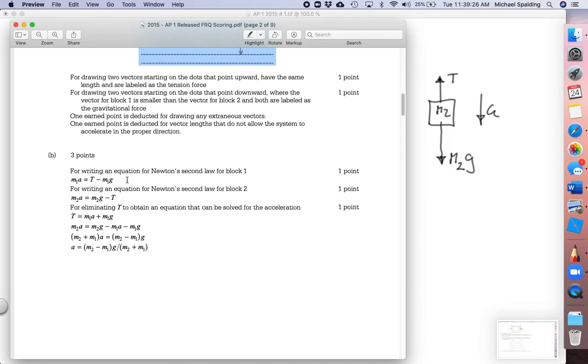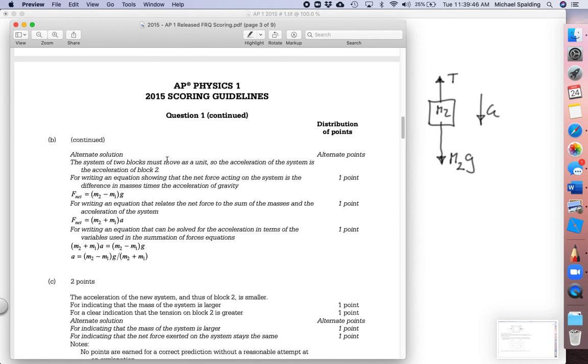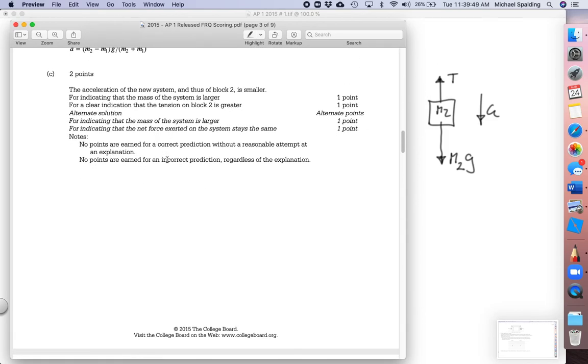Here is their solution for part B, where we're solving for the acceleration. Basically we're summing forces. Sum forces for block 1, you get a point. Sum forces for block 2, you get a point. Then combining the 2 equations to eliminate T. For the third question, the acceleration will be smaller. The first point is for indicating the mass of the system is larger, and then for mentioning that the tension on block 2 is greater. So I think we hit all those.